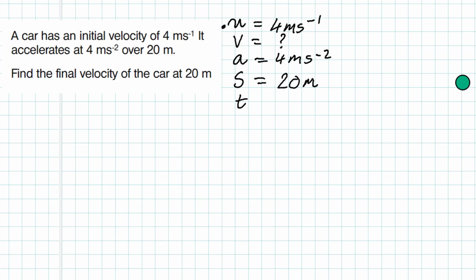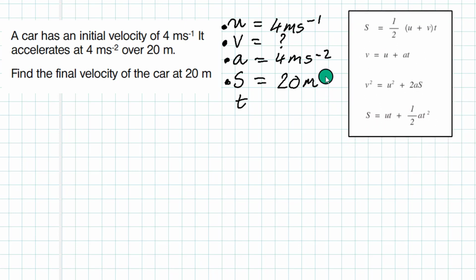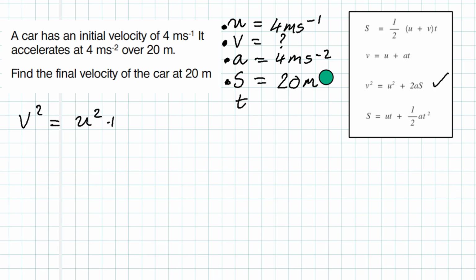So we're looking for an equation which has got the initial velocity, final velocity, acceleration, and displacement. So let's check our kinematic equation list. And here it is. We're looking for something with u, v, a, and s, and it looks like it's going to be this one here. We've got it. Put down the equation: v squared equals u squared plus 2 times acceleration times displacement.